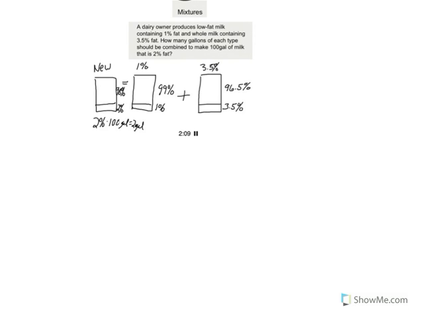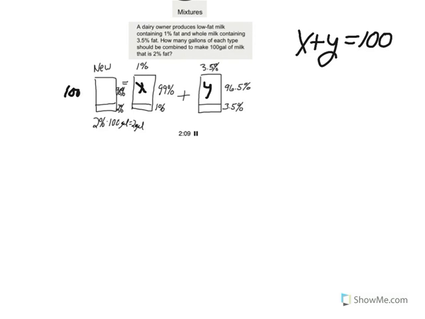So we know we're going to take some unknown quantity of 1% milk. Let's call that x. And some unknown quantity of 3.5% milk, let's call that y. And we know we're going to add them together to get 100 gallons. So that gives us one equation.